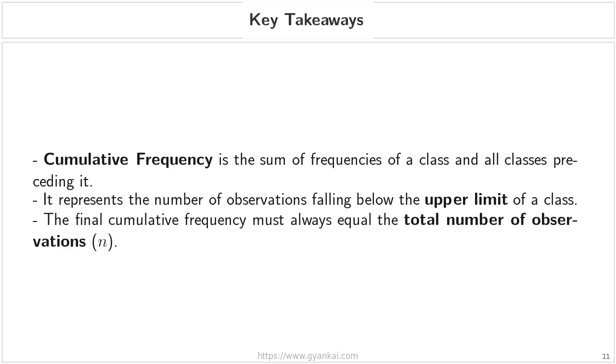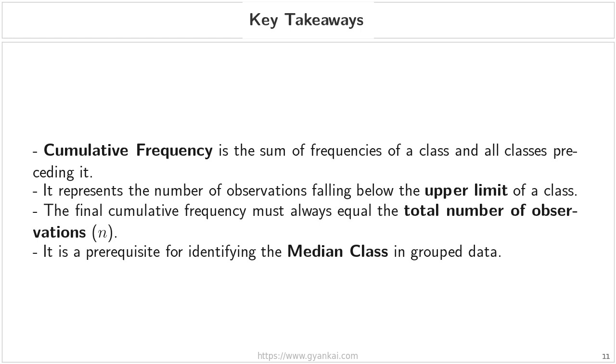Third, a great way to check your work is to look at your final result. The final cumulative frequency must always be equal to the total number of observations, which we denote as n. If your final number doesn't match your total sample size, you'll know there was a calculation error somewhere in your steps. Finally, keep in mind that mastering this calculation is a vital prerequisite. You cannot identify the median class in grouped data without first being able to accurately determine these cumulative totals.